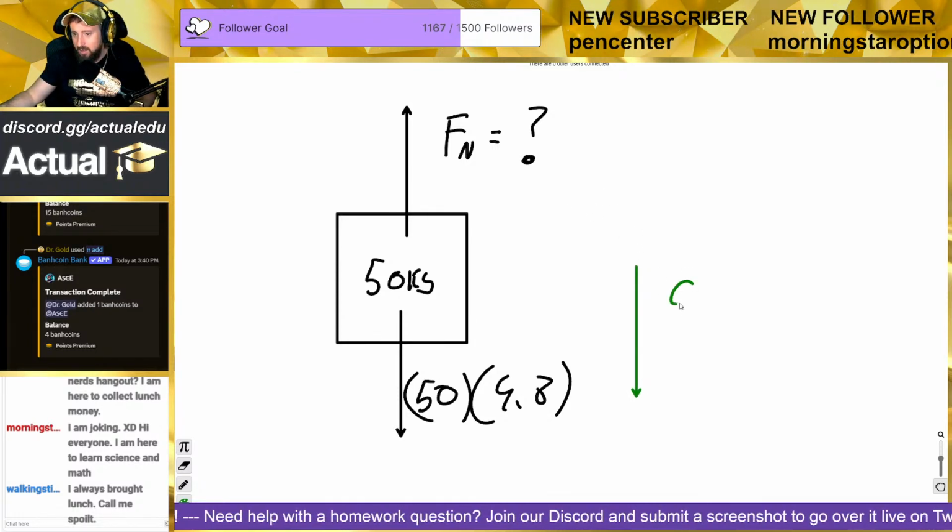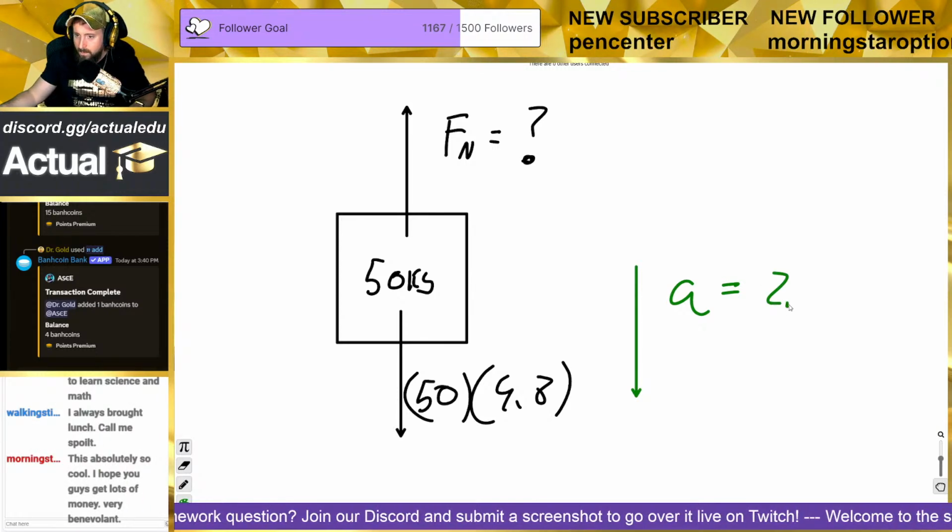Okay, cool. Acceleration is this way. And what do we say this was? 2.3 meters per second squared.